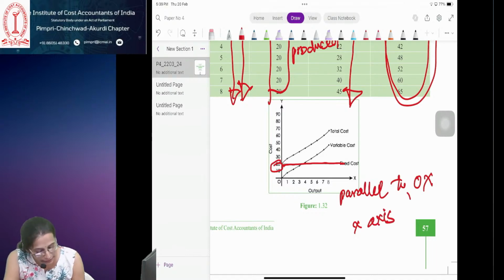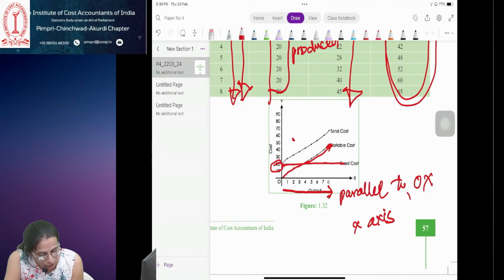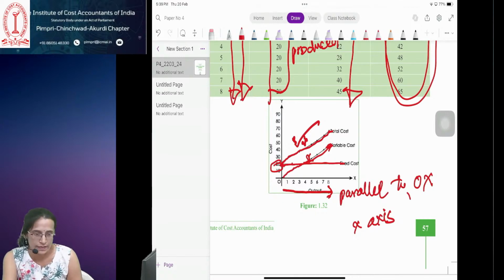What it is showing is, as the total number of units produced or the output is increasing, variable cost is also increasing, because variable cost depends on the number of units of output produced. And what is driving the total cost? Variable cost. Total cost will be dependent on the variable cost. So variable cost is increasing, so total cost is also increasing, right?